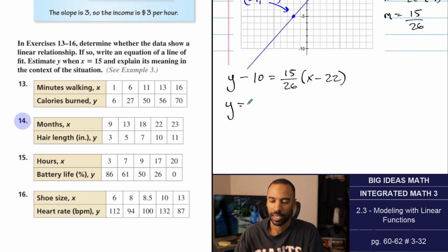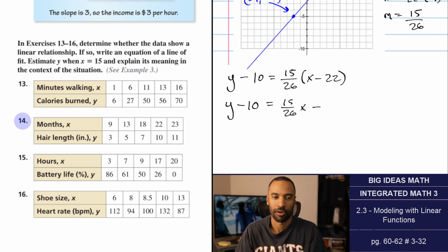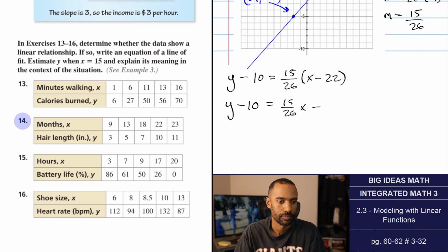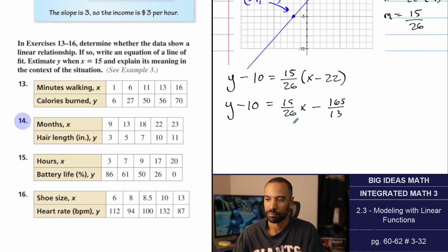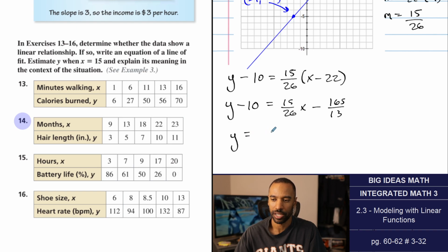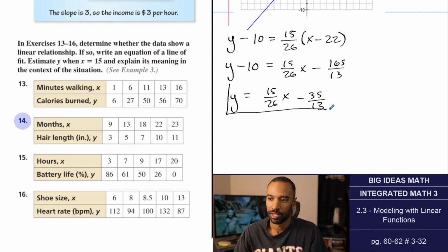Again, I'll leave it exact while I can. Y minus 10 equals 15 over 26 x minus, now 15 times 22 is 330. 330 over 26, and as a fraction, that reduces to 165 over 13. Now, when I add 10, 10 is 130 over 13. So 130 over 13 minus 165 over 13 is negative 35 over 13. So there's an exact equation for my line of fit.